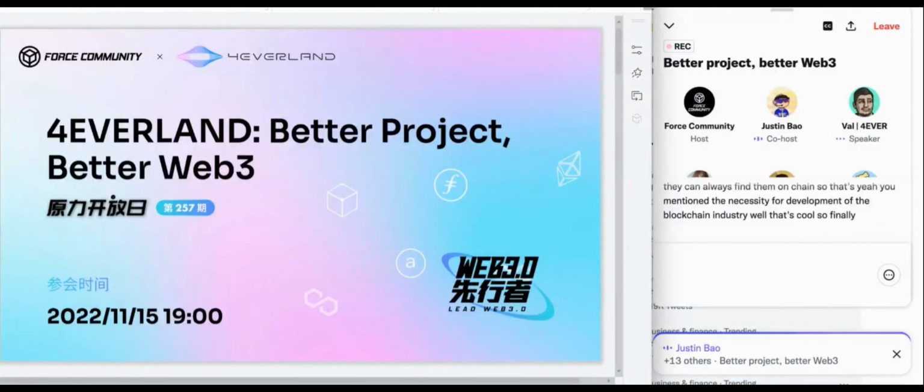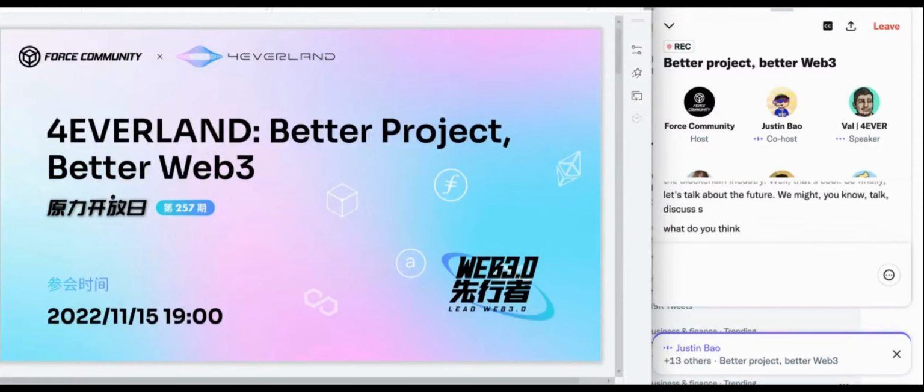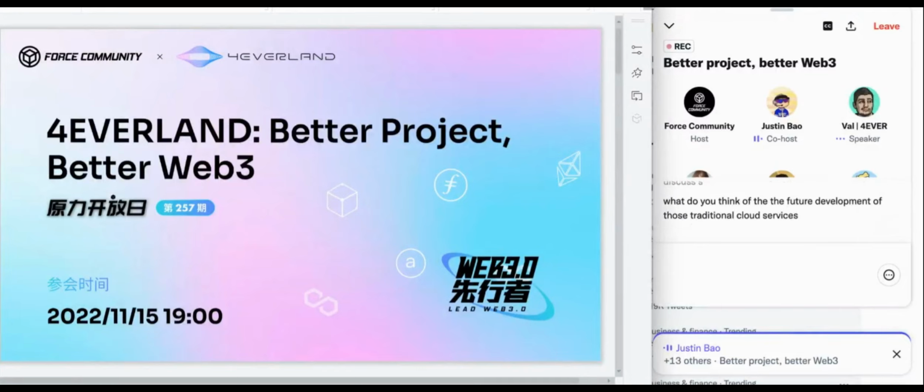Well, that's cool. So finally, let's talk about the future. We might discuss some outlook of the industry. What do you think of the future development of traditional cloud services, including cloud computing and cloud storage? Will they always take the lead, even in the future?